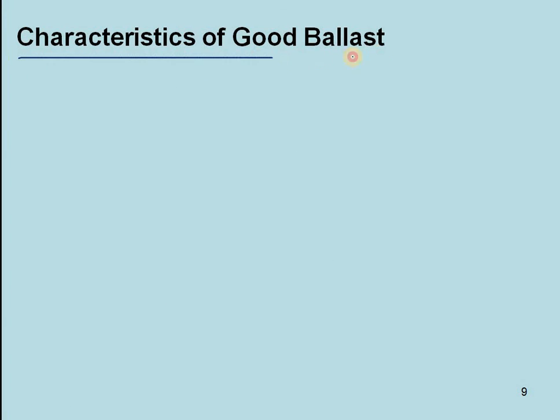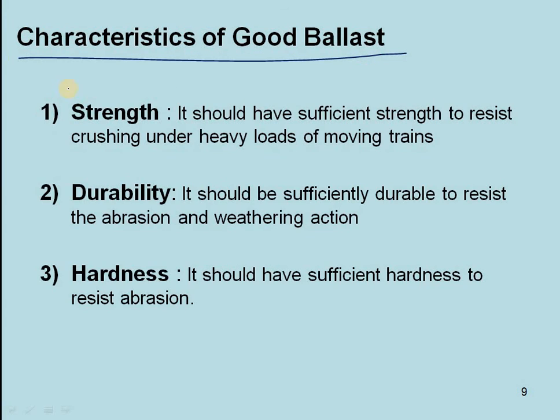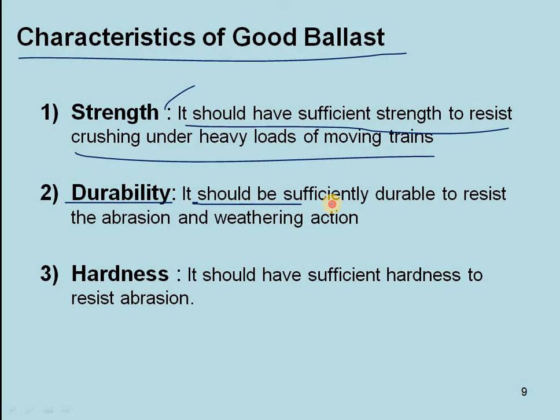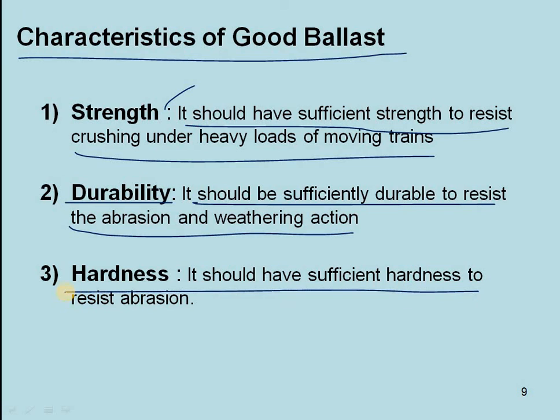So what are the characteristics of good ballast? The characteristics of good ballast are strength. It should have sufficient strength to resist crushing under heavy loads of moving trains. And durability. It should be sufficiently durable to resist abrasion and weathering action. And hardness. It should have sufficient hardness to resist abrasion. So these three things, at minimum, it should have. The strength should be compulsory.